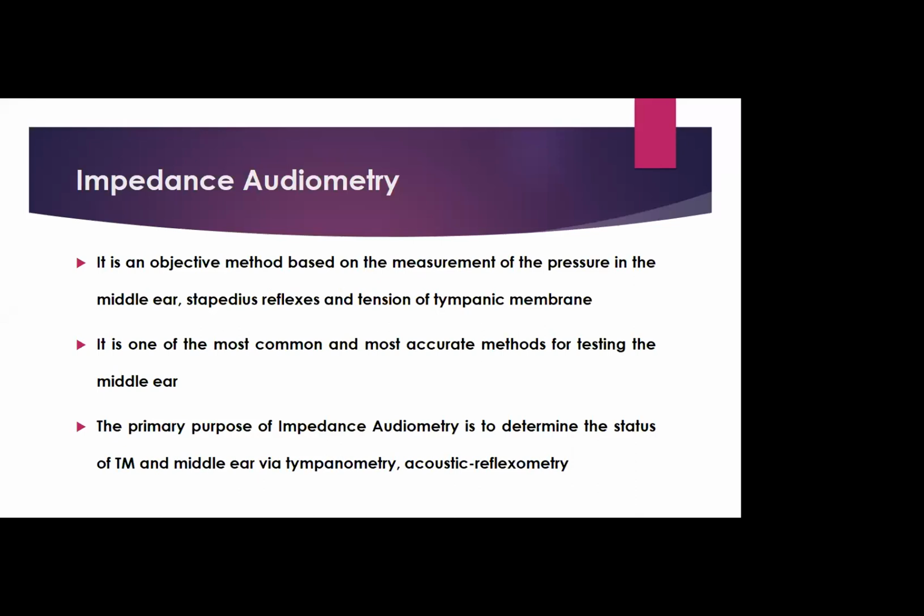Thank you so much. Proceeding with impedance audiometry, it is an objective method and no patient participation is as such required. It is mainly done to measure the pressure in the middle ear, to check the stapedius reflex and the tension of the tympanic membrane. It is one of the most common and most accurate methods for testing the middle ear. It is used to determine the status of the tympanic membrane and middle ear via tympanometry, as well as acoustic reflexometry. So there are two bifurcations of impedance audiometry: tympanometry and acoustic reflexometry.